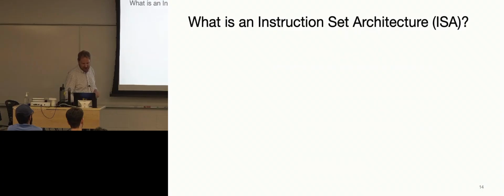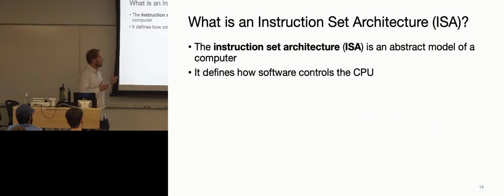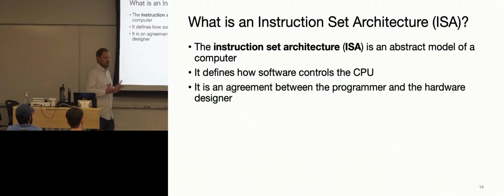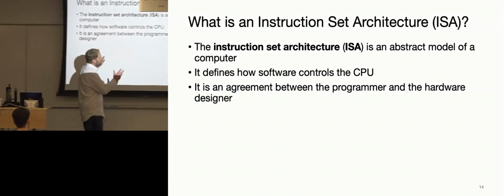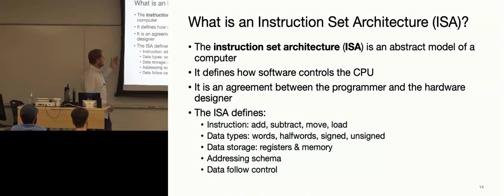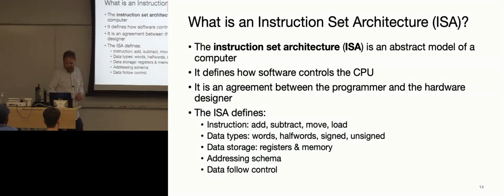All right, so what is an instruction set? An instruction set architecture. So this is an abstract model of the computer. It defines how software controls the CPU, and it's an agreement between the programmer and the hardware designer that if you program this thing, it will actually function. So the ISA defines instructions and data types and data storage and addressing schema and data flow control.